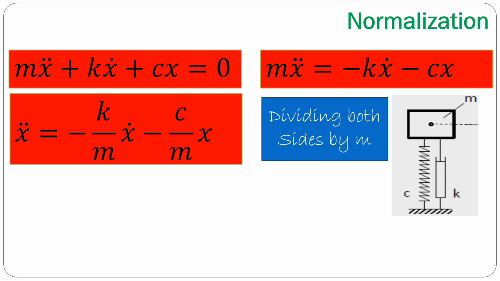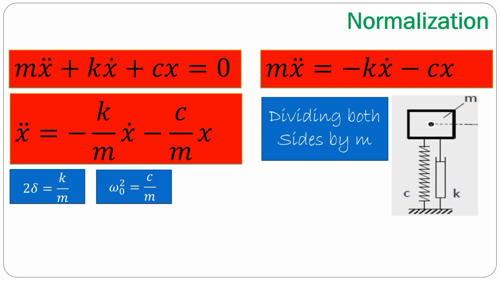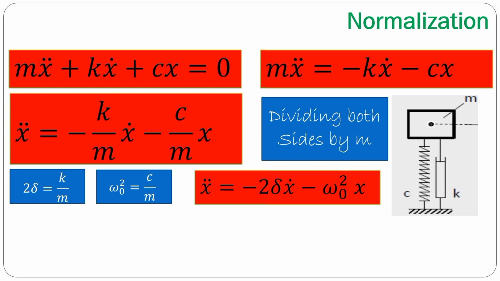Now, we can do two substitutions. First, we substitute 2 times delta equal to k divided by m, and angular frequency omega naught squared equal to c divided by m. This looks very special, and the question is, why do we do this? Well, now we have reduced the number of parameters that describe the system.